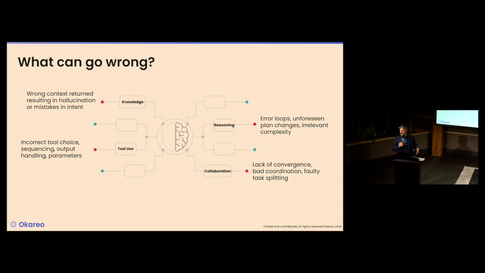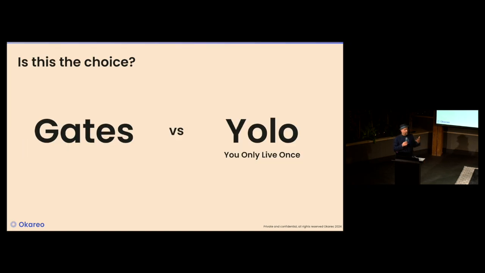Error loops, plan changes, problems where the network can't resolve to a single answer. And of course, in all of that, we see agents talking about avocado smoothies when they're asked to help with a retail checkout flow. So what are our choices?